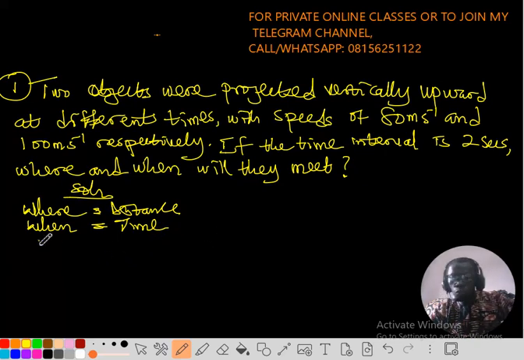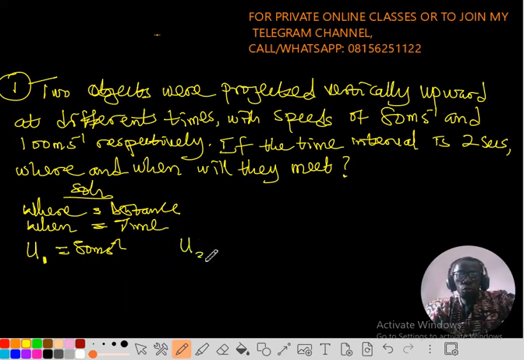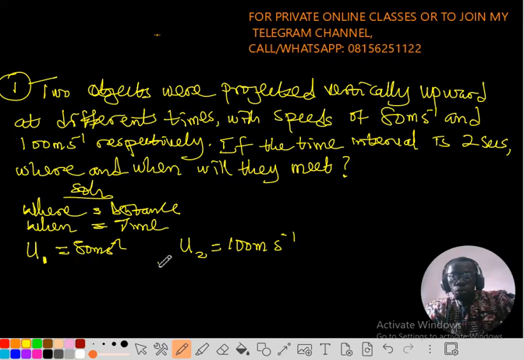Since we have two objects, that means we have two initial velocities. For the first object, the initial velocity is given as 80 meters per second. Then for the second object, the initial velocity is also given as 100 meters per second.